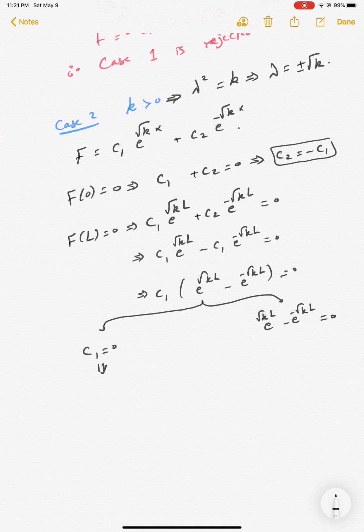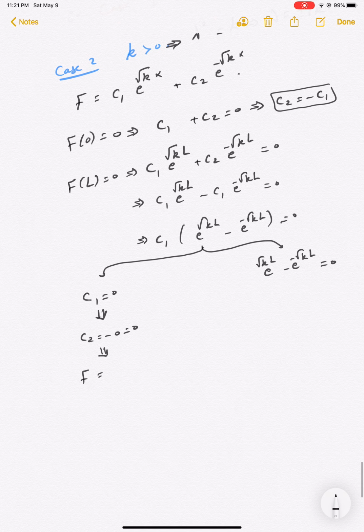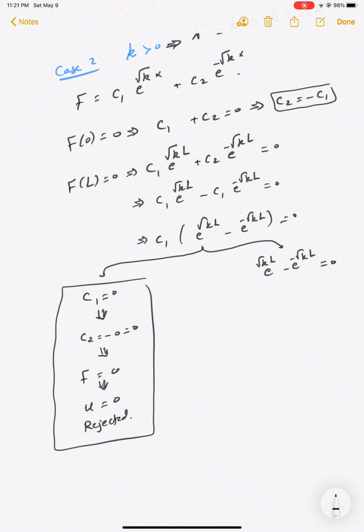If C1 was 0, we know that C2 is negative C1, so it's already 0, right? But if C1 and C2 are zeros, then what is F? F is this, right? So if you take this F here and you substitute C1 and C2 to be zeros, then what is F? It is completely 0. But if F is completely 0, then what's U? It is 0, and this case is rejected. So there is no way you have C1 equals 0, because then you will have no vibration.